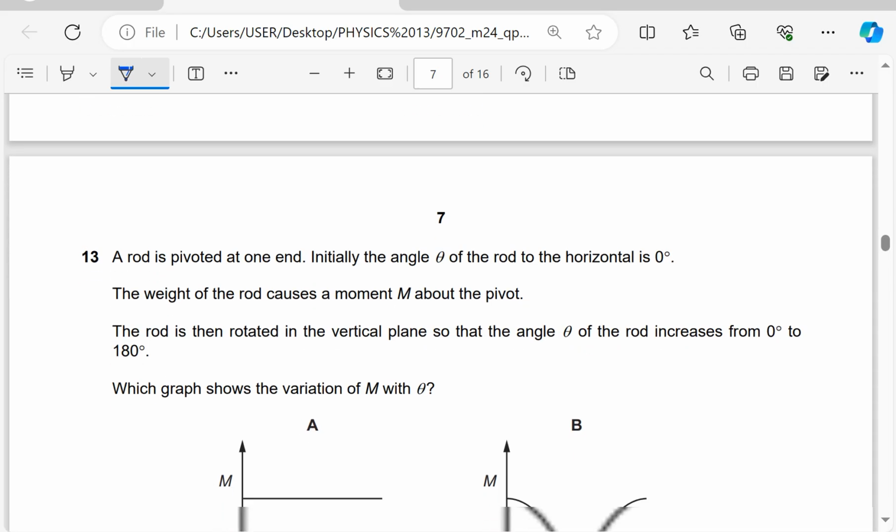A rod is pivoted at one end. Initially, the angle theta of the rod to the horizontal is 0.